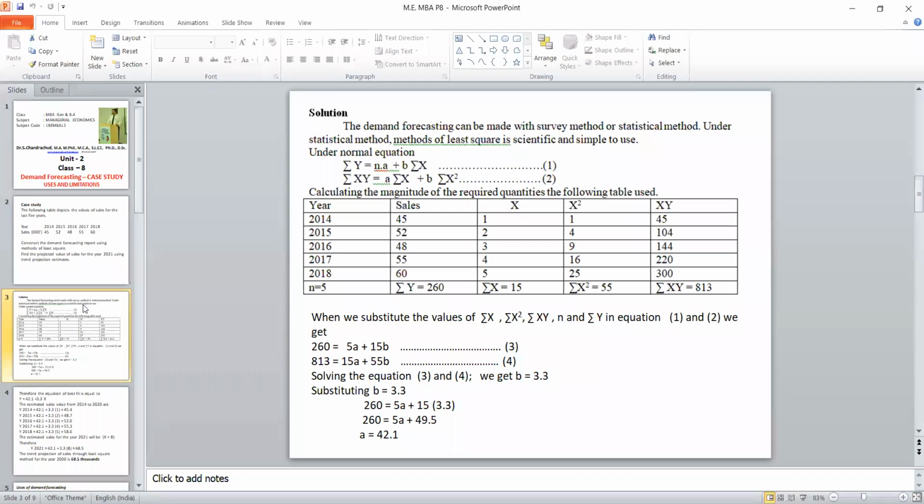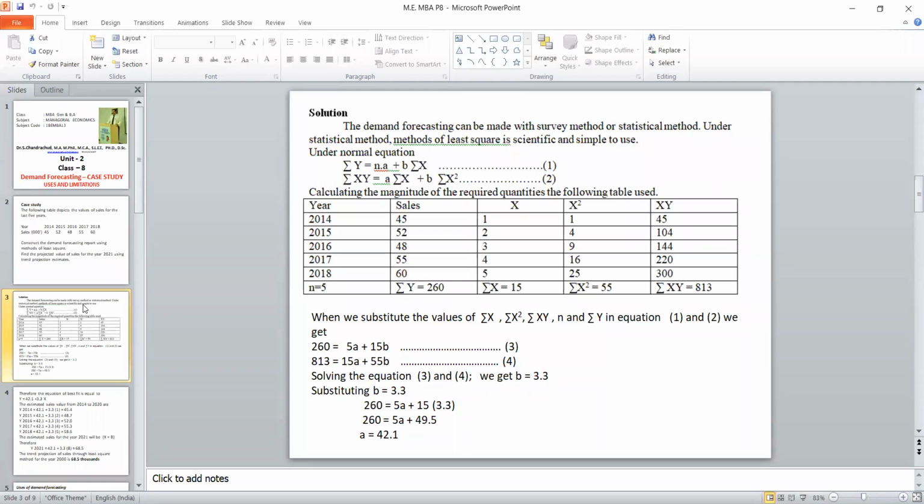In equation 1, the values we need are summation y and summation x. One more thing: n is the number of years. So in the first equation there are three variables: n, summation x and summation y. What is n? The number of years, so 5 years of data is available. What is summation y? It is the sales value; y is the sales value, y1, y2, y3 up to y5. So summation y is nothing but the total sales.